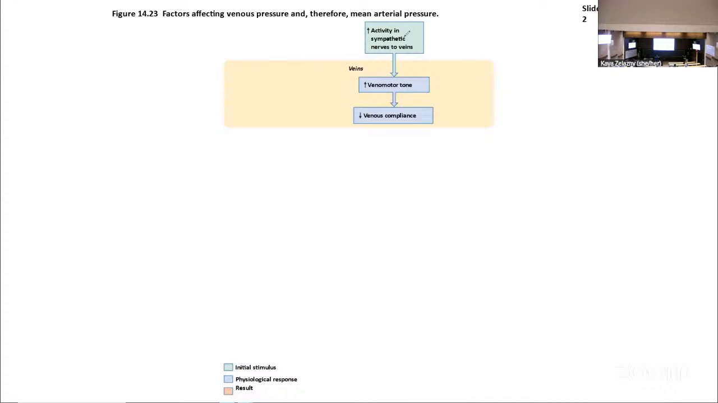Okay? And that tenseness means that we're less compliant. So now if you put blood into that vein, it's not just going to expand out at low pressure. It's going to keep a little bit of that tone. So we're going to see a rise in pressure when we put blood into it. And so that's our drop in compliance.